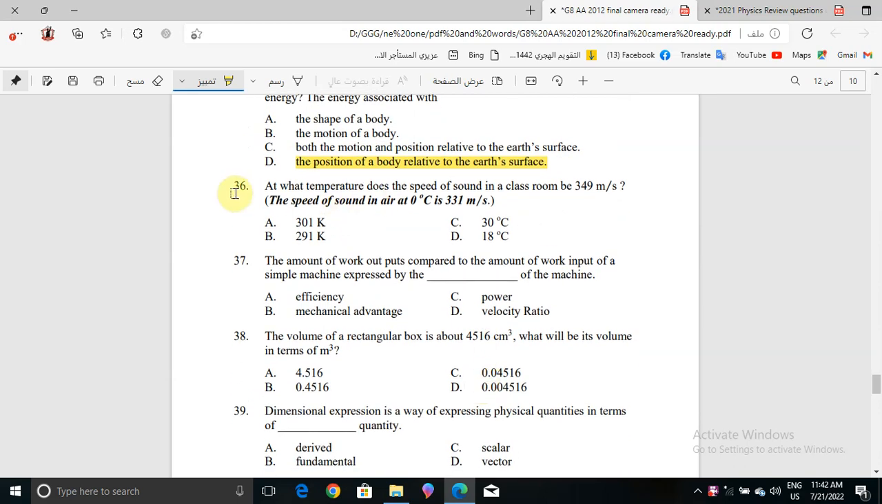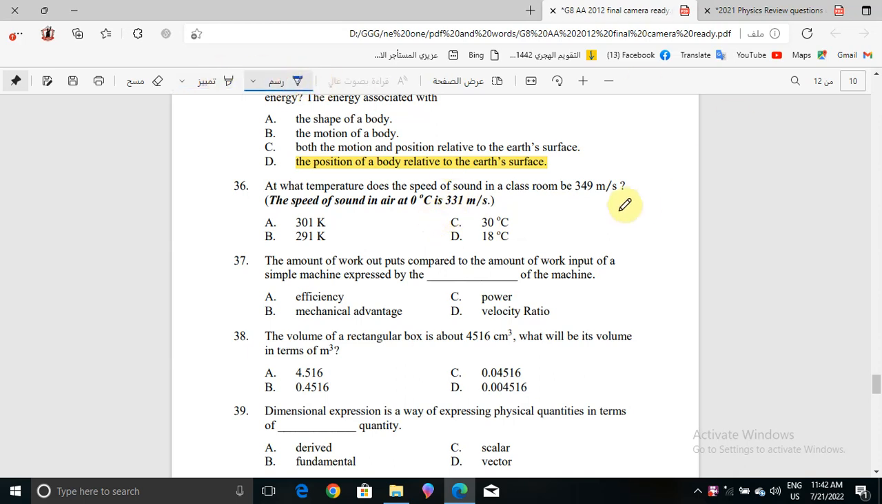Okay, now in question number 36, what we have: at what temperature is the speed of sound in a classroom 349 meters per second, given that the speed of sound in air at 0 degrees Celsius is 331 meters per second?